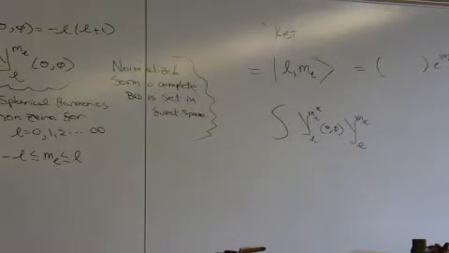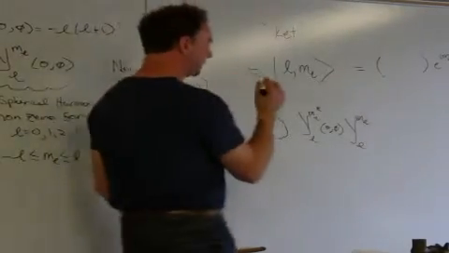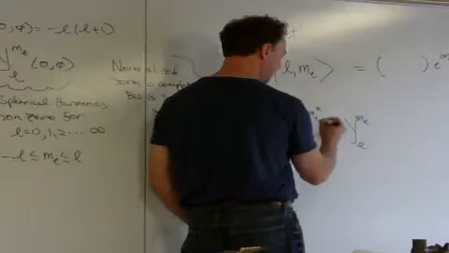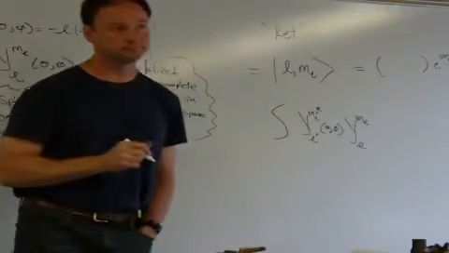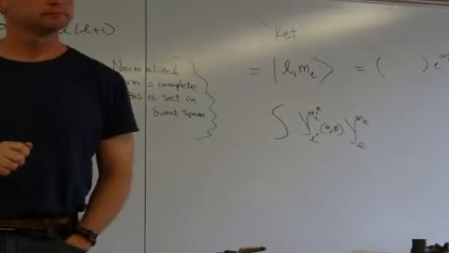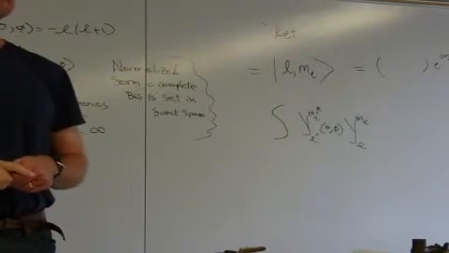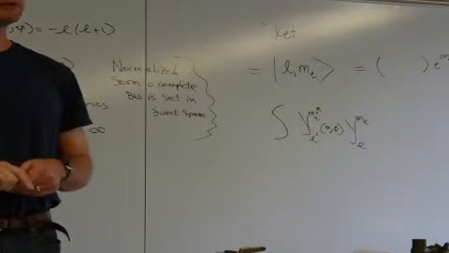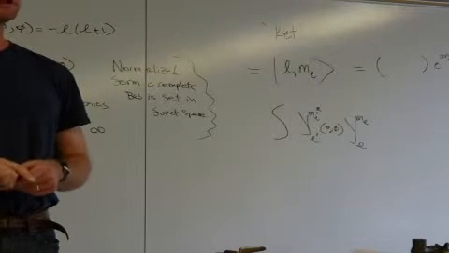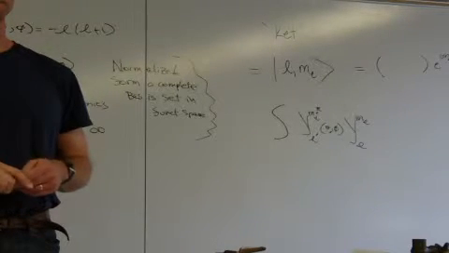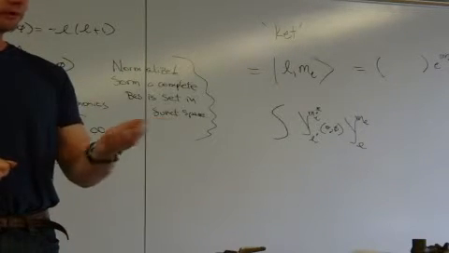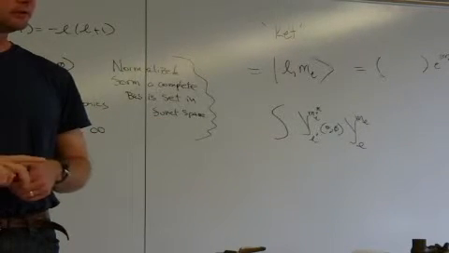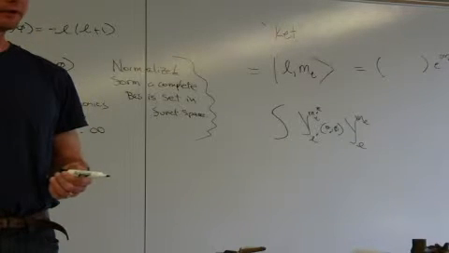How about this then? How about if I did L prime, ML prime? You get the delta function, because of the orthogonality. So why would I get a delta function? Because they're orthonormal. Because I'm using these, I've got a complete basis set.